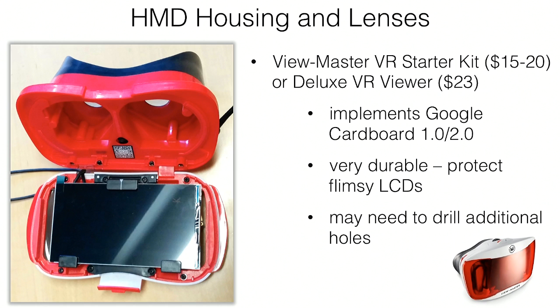So the head-mounted display housing is a ViewMaster VR starter kit, or the Deluxe VR viewer from ViewMaster. This is the same as the old VR viewer. It's made for a cell phone, but it's actually very robust, and we can use our LCDs and just put them right inside. We drilled a hole on the side so we can route the cables into it, and they're pretty inexpensive. We got them last year for $15 from Walmart.com. The deluxe version is a little bit better, and that's now about $23, but the prices are going down, so we can actually afford to buy like 40 of these for the class to give out for the students. They implement the Google Cardboard 1.0 or 2.0 standard, depending on which one you get, and they're quite good.